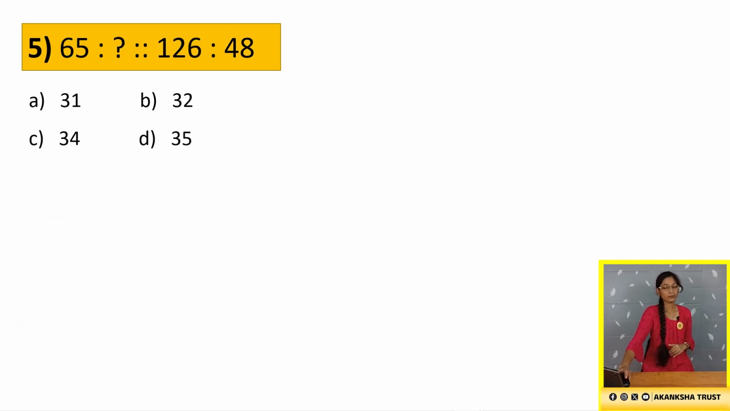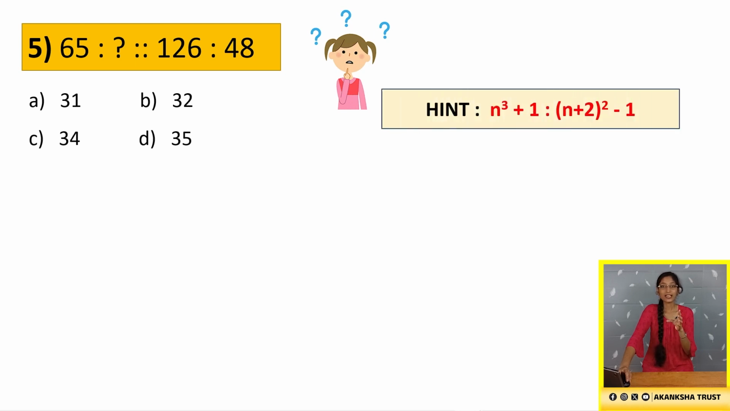Okay, moving to the question number 5. 65, question mark, 126 and 48. We have to find the relationship between the second set of the question, see 126 and 48. By looking at the 126 and 48, can you guess any number? Yes, square numbers and cube numbers. See, 126 is near a cube number. I mean, 125 is very near to 126. So 125 is a cube number. And 48, 49 is very near to 48, and 49 is a square number.